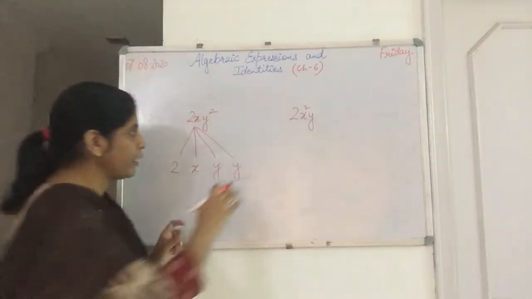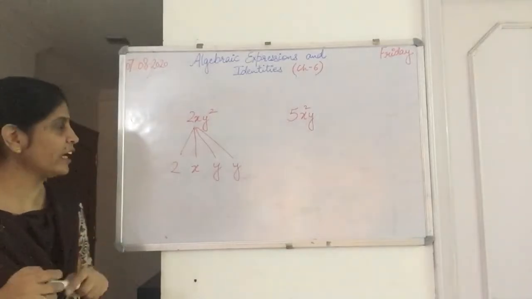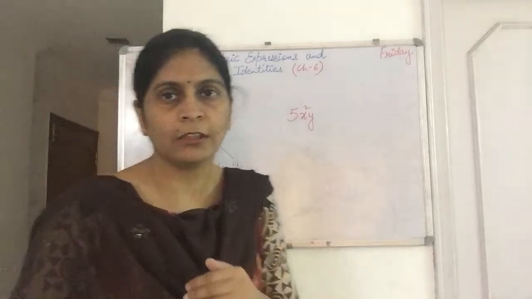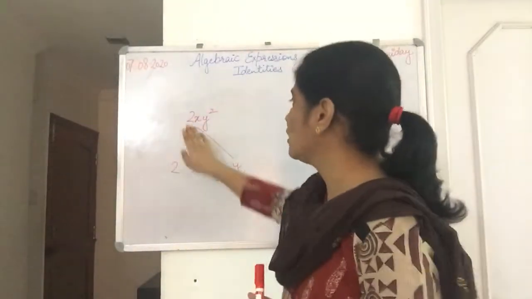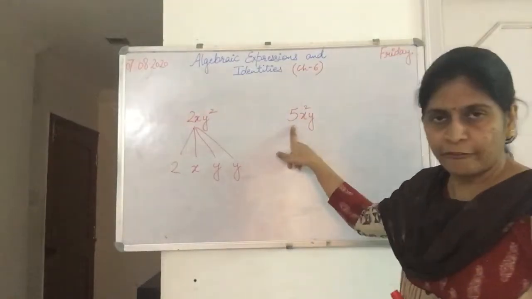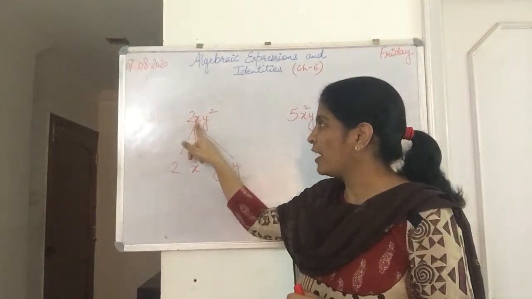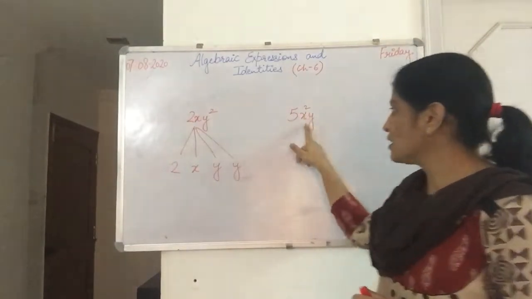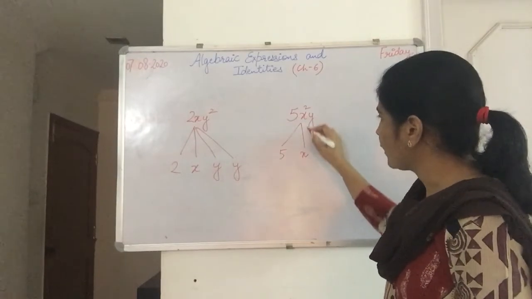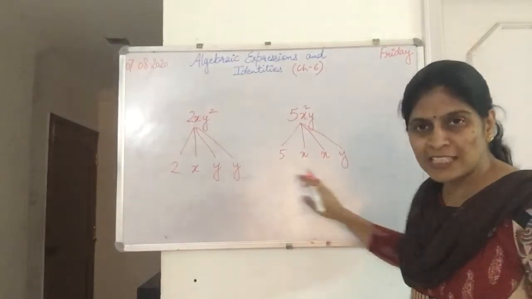Now you will tell me, okay, I am changing the number. Now I am writing 5. Now you will tell me whether they are like terms or unlike terms. Now students, when we compare any two terms, remember one thing: we will not look at the coefficient. Here it is 2 and in this term it is 5. So we will not compare coefficients, we will compare variables. Here it is x and y, but in this case we have 5, x and y. So they are not the same.